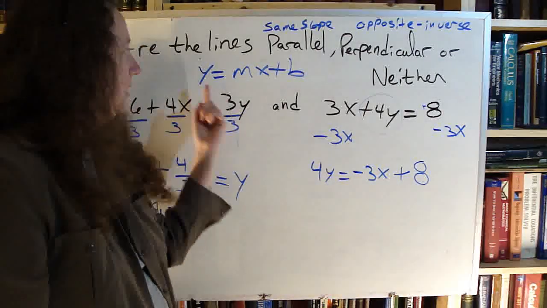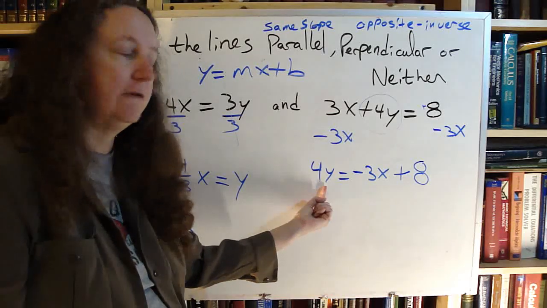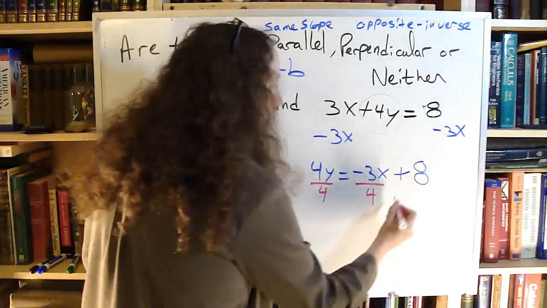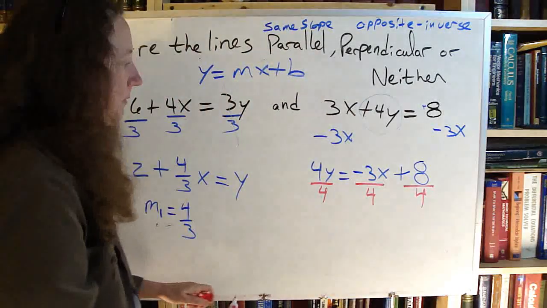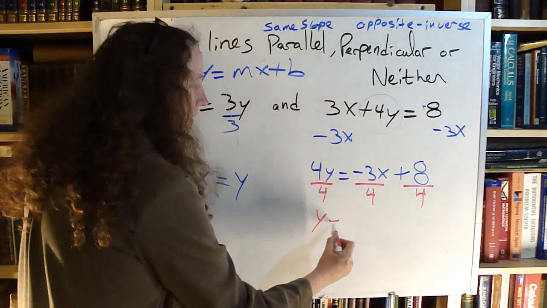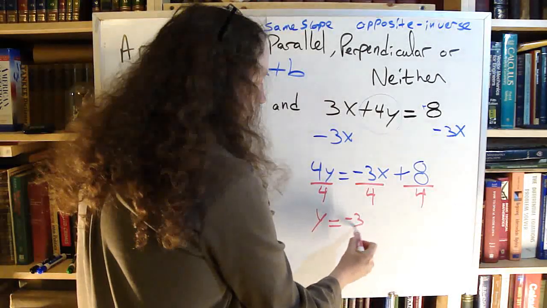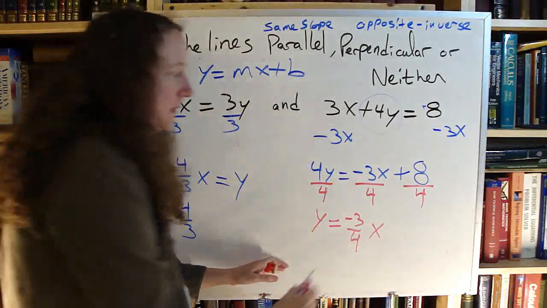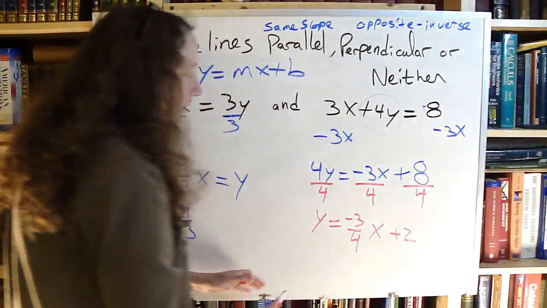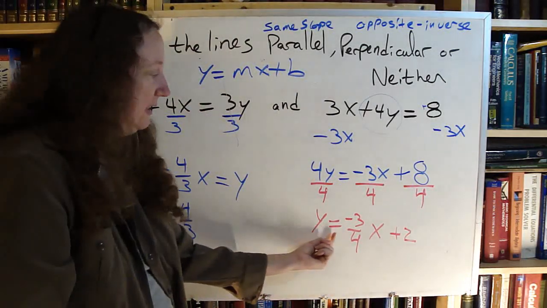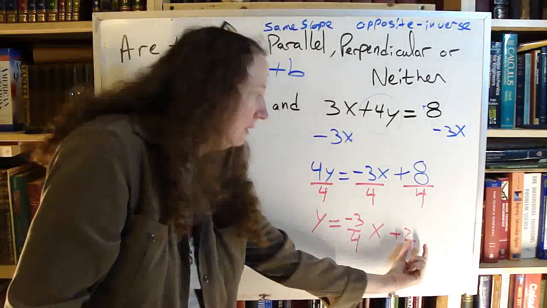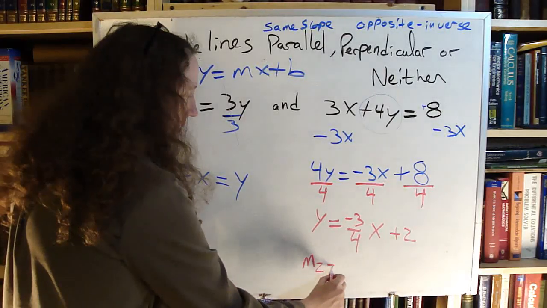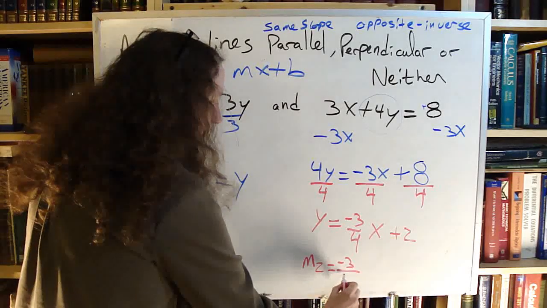Is the y completely alone yet? Not yet. I need to get rid of the 4. Divide the 4 out. Divide every term in the problem by 4. 4 cancels 4, I have y equals negative 3/4 x plus 8/4, 2. Now this looks like y equals mx plus b. And I can see that m, for my second equation, is negative 3/4.